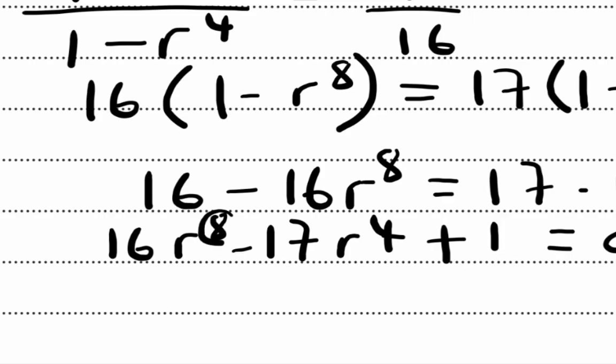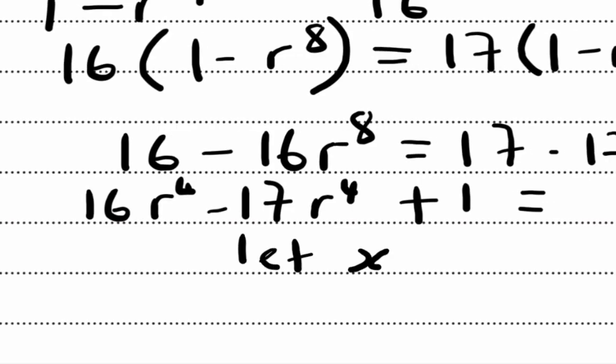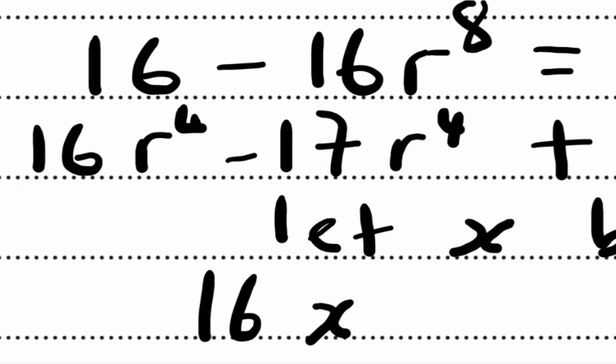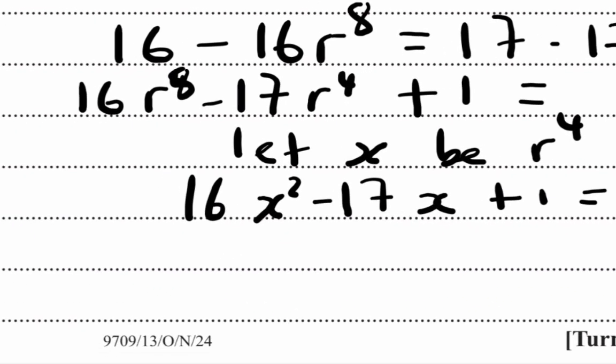We can see that this power is twice this one. And so again, we're faced with a disguised quadratic. So we can say let x be R to the power 4, so that we say 16 R to the power 8 becomes 16x squared minus 17x plus 1 is equal to 0.